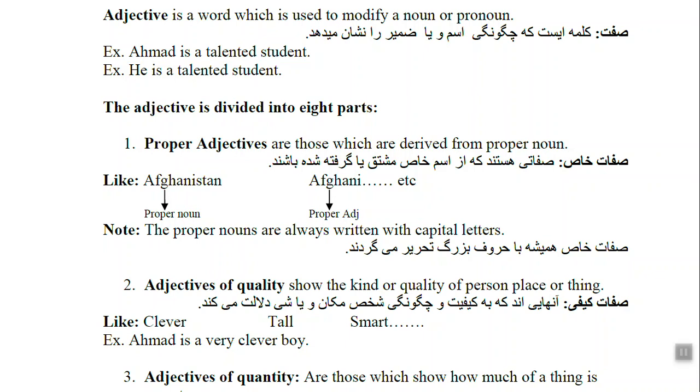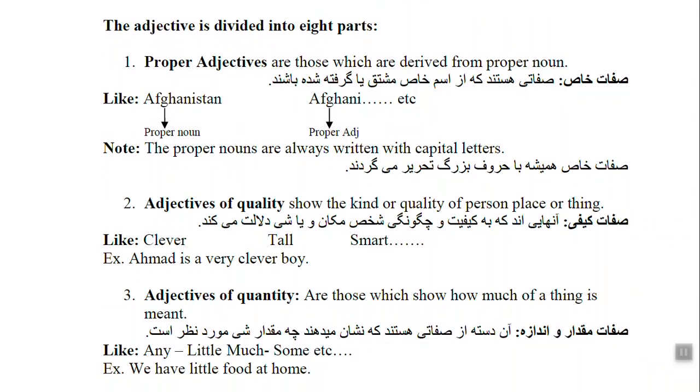Okay students, adjective of quality. What is an adjective of quality? An adjective of quality shows the kind or quality of a person, place, or thing. Tall, nice, clever. Ahmed is a tall boy. Or you can say Ahmed is a very clever boy. Farahnoz is a smart girl. Shabnam is a clever girl. Gul Muhammad is a tall boy. And this is a tall man. You can say all of them.